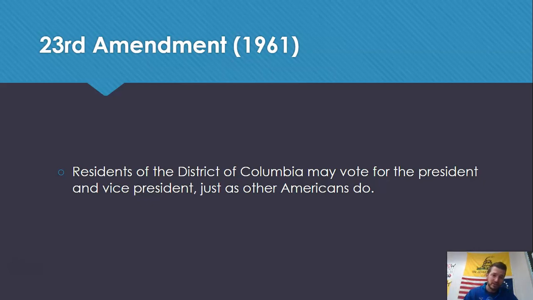And so anyway, it's finally rectified in 1961, and this gives the District of Columbia 3 electoral votes. So again, it basically allows them to vote for the president and vice president, just as other Americans do. And again, there's a lot of other things with D.C. For example, D.C. is not a state, so it doesn't have any representation in the Senate, even though the District of Columbia actually has a higher population than states like Wyoming and North Dakota. So again, just interesting things that I know about, and I wanted to tell you.